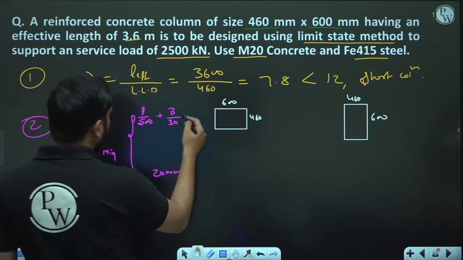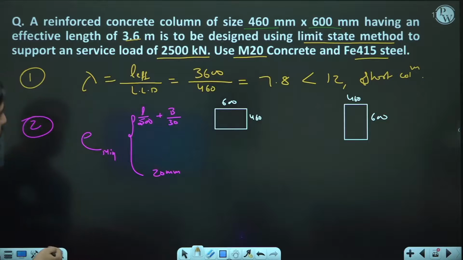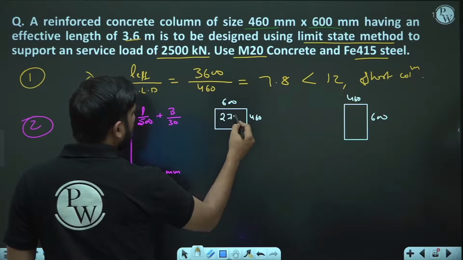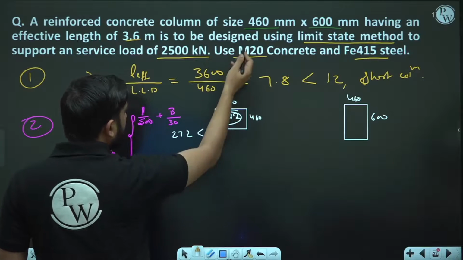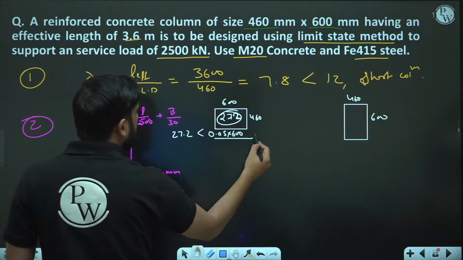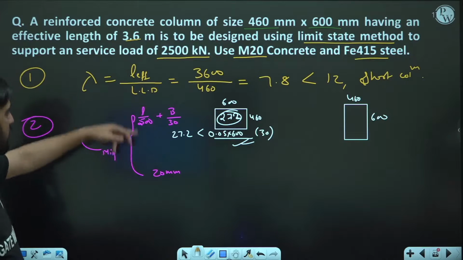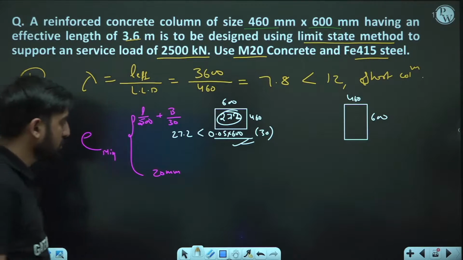When I put 600 here, it is L by 500 plus B by 30, meaning 3600 by 500 plus 600 by 30. So 600 by 30 is 20 and 3600 by 500, that is 36 by 5, is 7.2. So it is 27.2, and 27.2 is less than 5% of the 600. 5% of the 600 is how much? It is 30 only. So the minimum eccentricity, which is the maximum of these two, is 27.2 and that is less than 30. So it is passed.